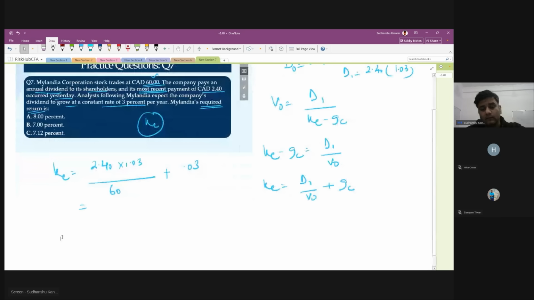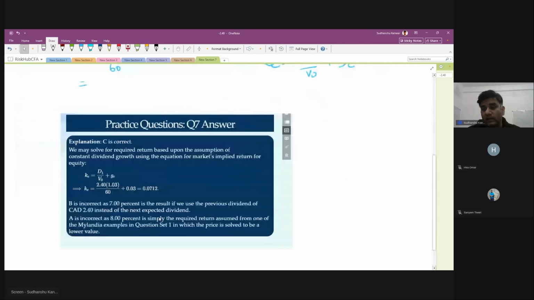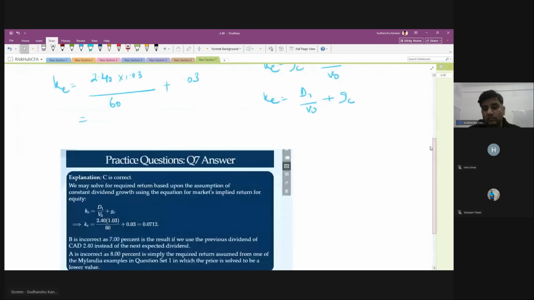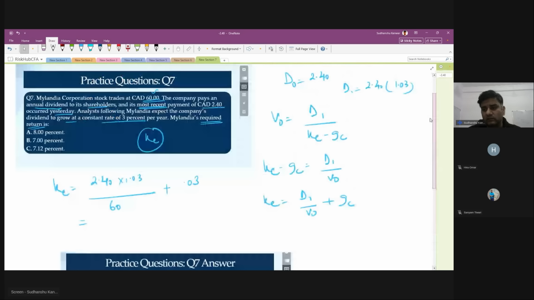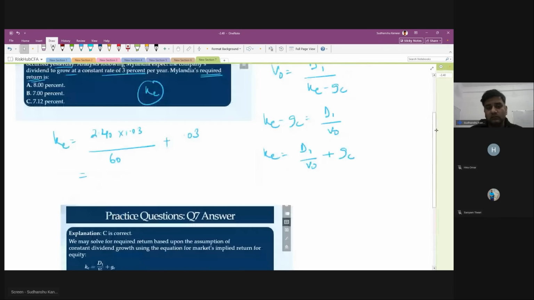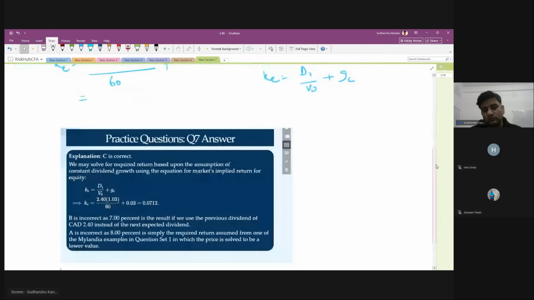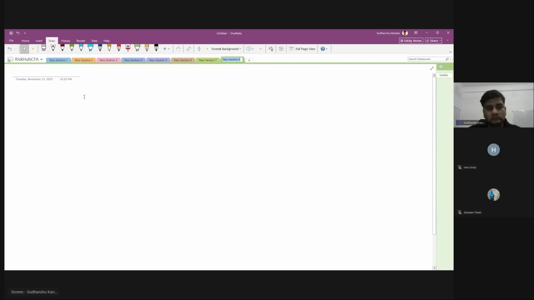Okay. You should know what is the required return, right? What is the question asking? The question is asking you the required return, which you can solve, right? This is what they have done. Very simple. Answer is 0.03. These are easy questions. Only requirement is that you should have conceptual clarity. Next question. So let's do the next question.